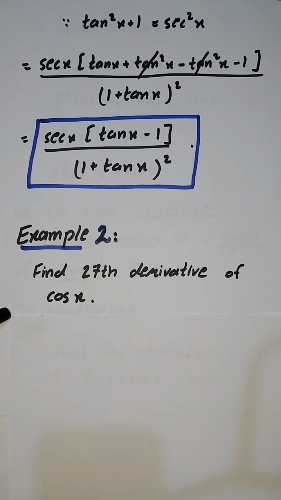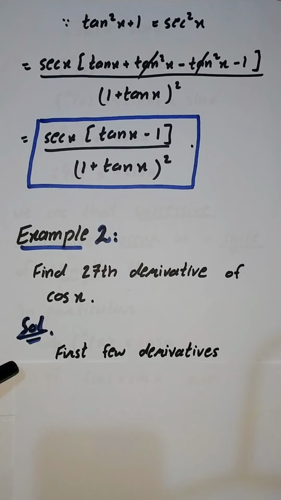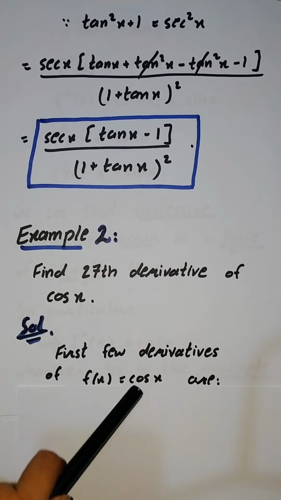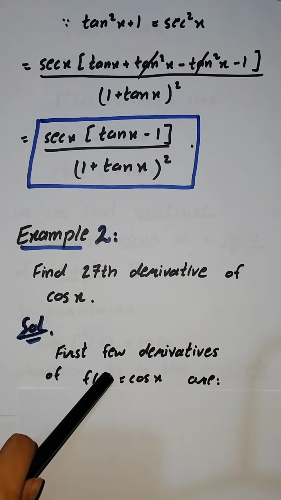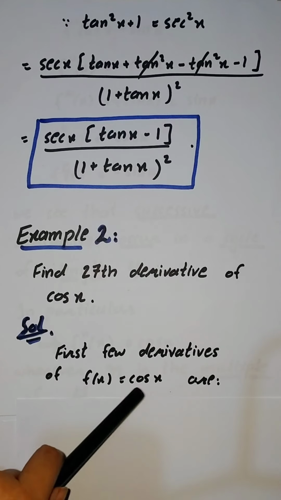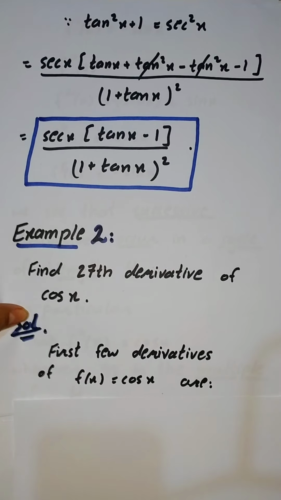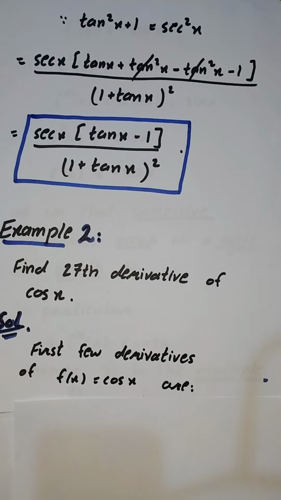How can we do this? Do we have to find 27 derivatives? No, we don't need to find 27 derivatives. What we need to do is find some few derivatives. First few derivatives of f of x is equal to cos x.